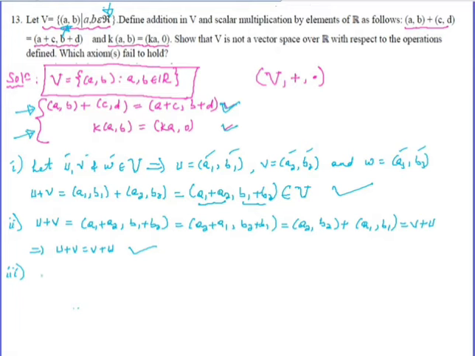Going to the third, what is the third property? The associative property of vector addition. That means U plus V plus W must be the same as this one. It must be the same as this one. Okay, we will show this. So let me write this according to the given notation.